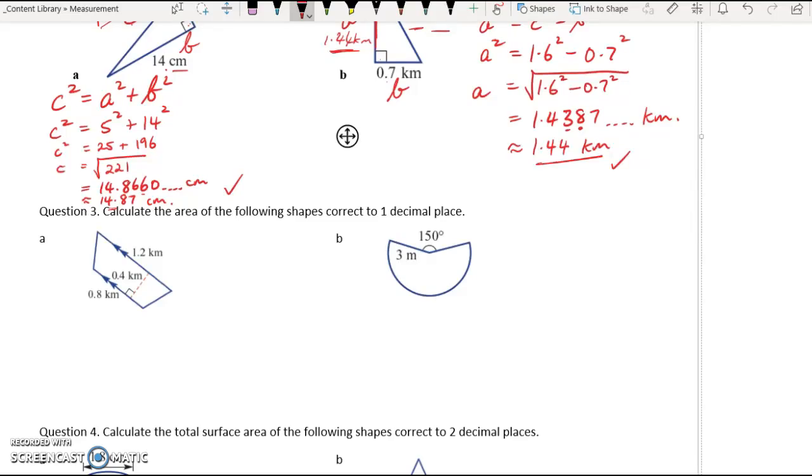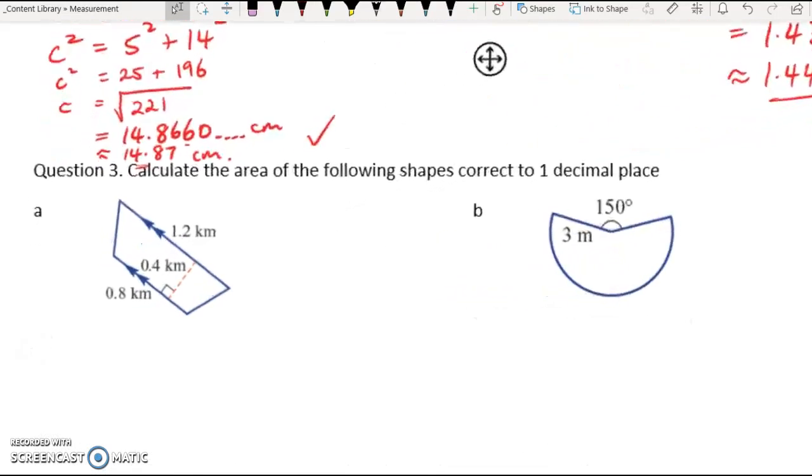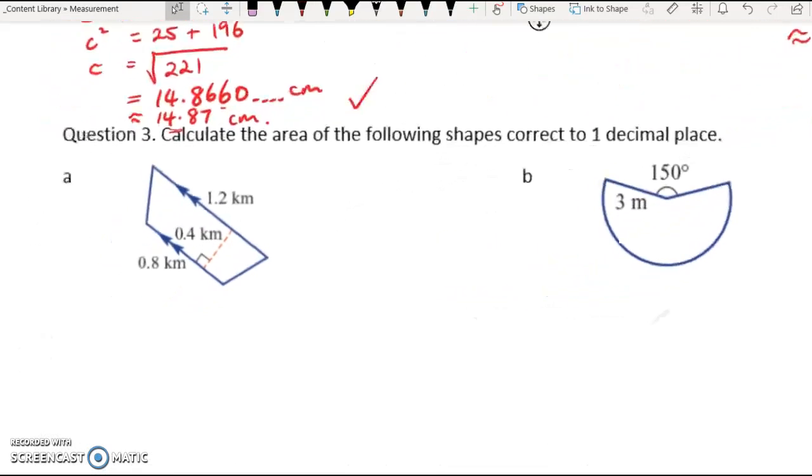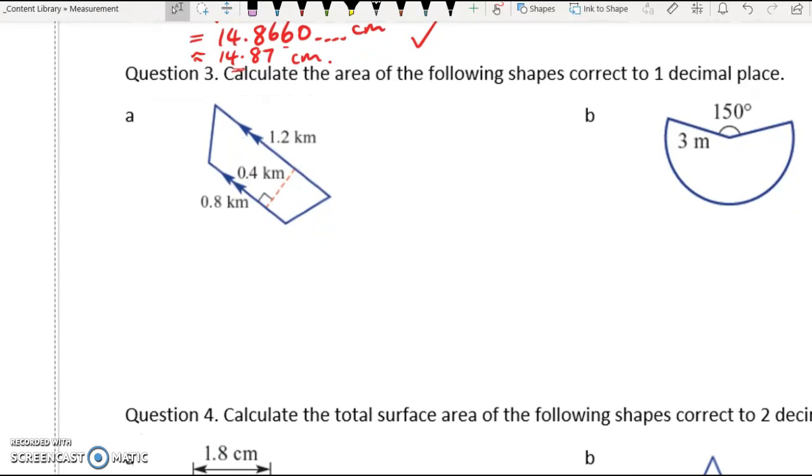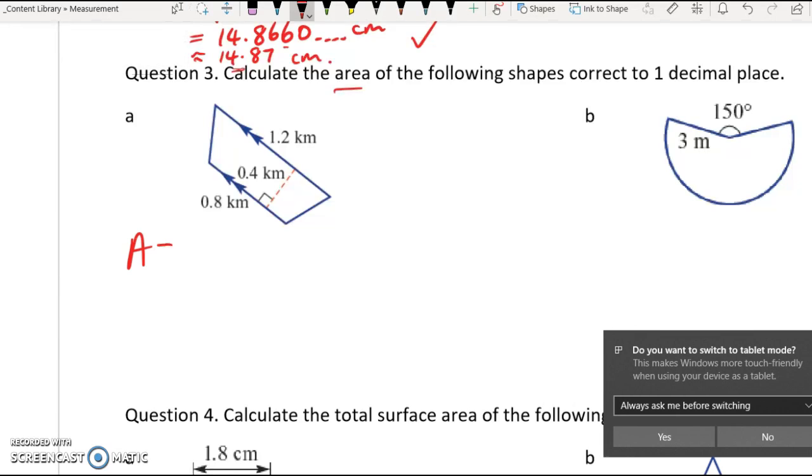Okay, so we're trying to calculate the area of the following shapes, correct to one decimal place. The first shape is a trapezium. So the formula for the area of a trapezium, and we are talking about area, is A equals a half times (a plus b) times h, where a is the shorter side, b is the longer side, and h is the perpendicular height.